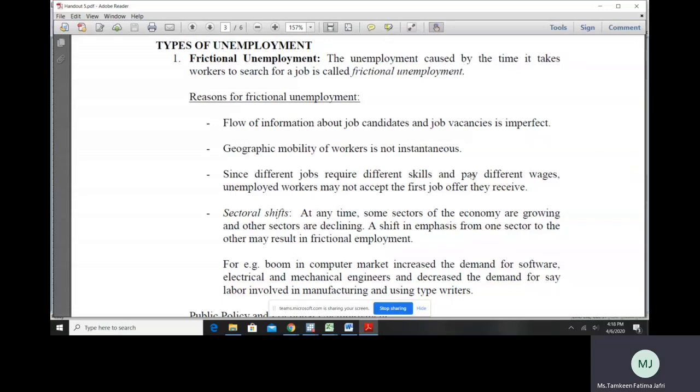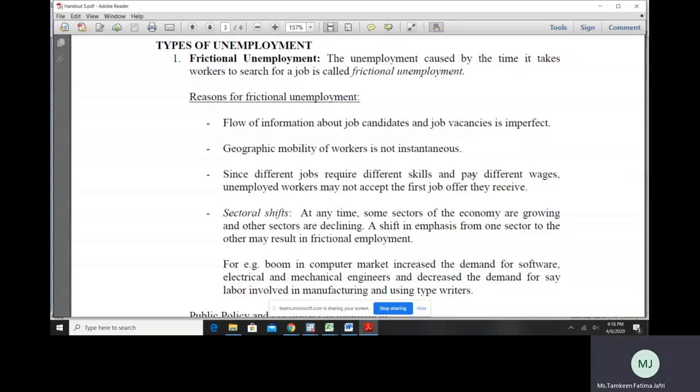So I explained to you, when we derived the formula for the steady state of unemployment, that the labor market is in constant flux. At a given point in time, there are some people who are being separated from their jobs, and then there are other people who are successful in finding jobs. So the time that it takes people to find a job, that's called frictional unemployment. Frictional unemployment is not a very dangerous kind of unemployment.